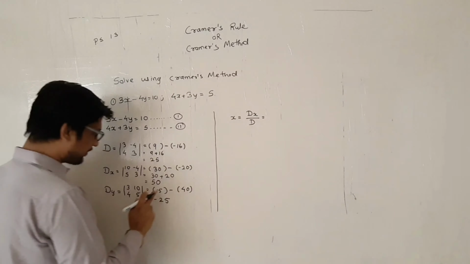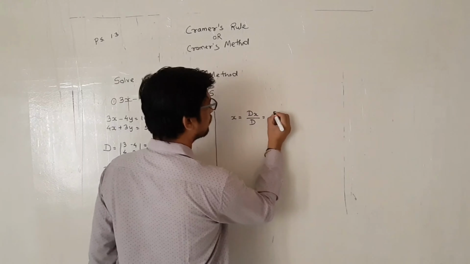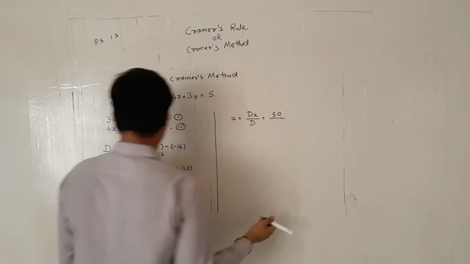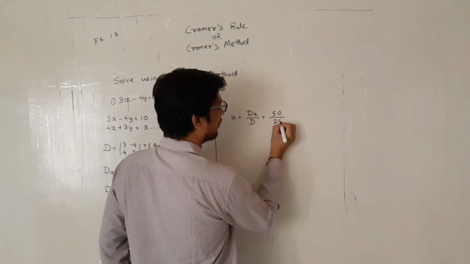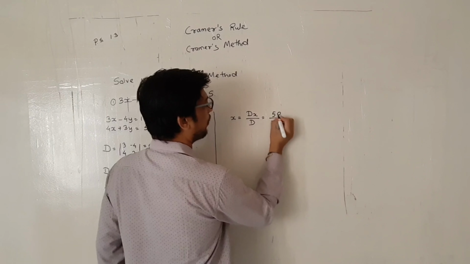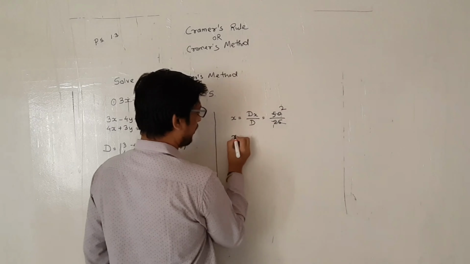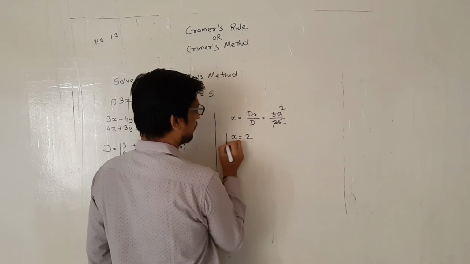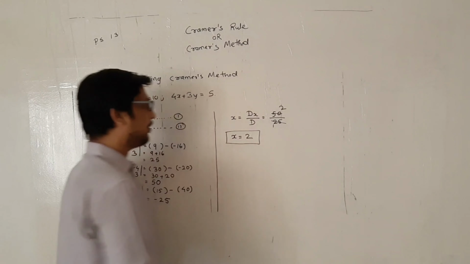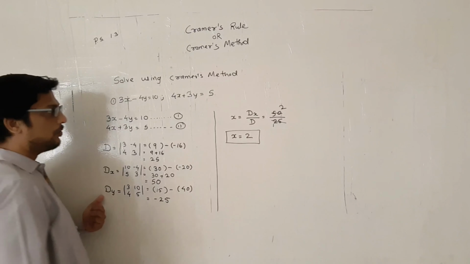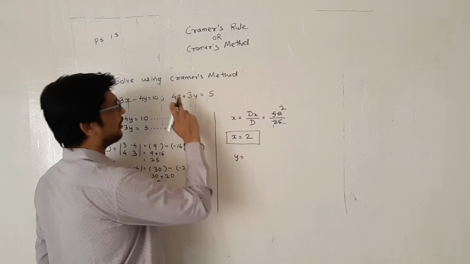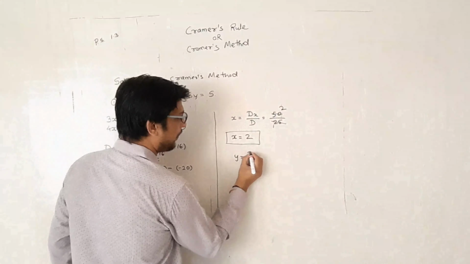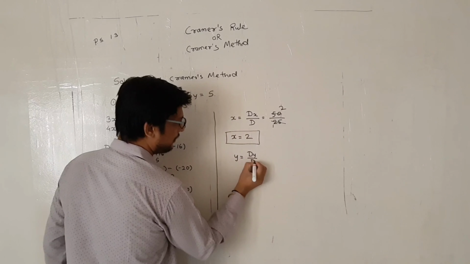Now, we know the value of Dx, it is 50 upon the value of D, which is 25. By cancelling, 25 ones are 25, 25 twos are 50, I got the value of x as 2, and putting this into a bracket. Now to find the value of y, again using Cramer's method, the formula is Dy by D.